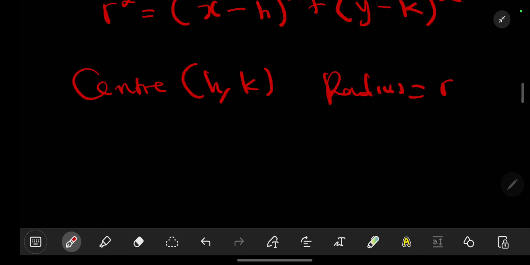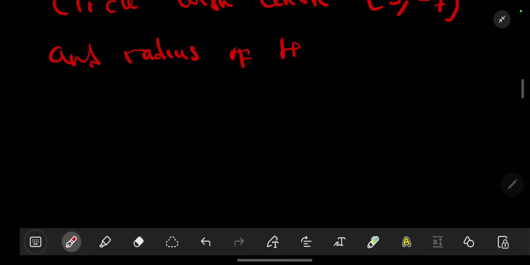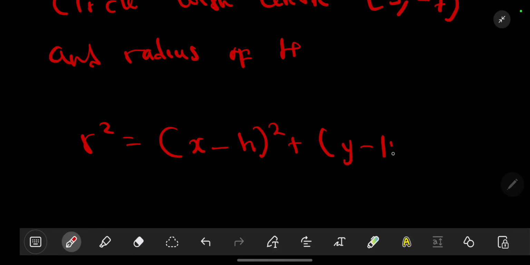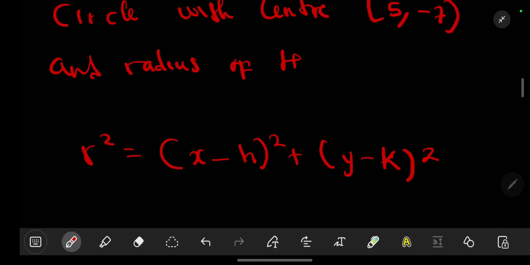Then let's take an example. The question says: write down the equation of the circle with the center 5, -7 and the radius of 4. So the radius squared is equal to x minus h, squared, plus y minus k, squared. The radius is 4.